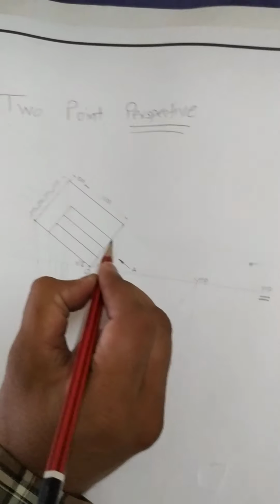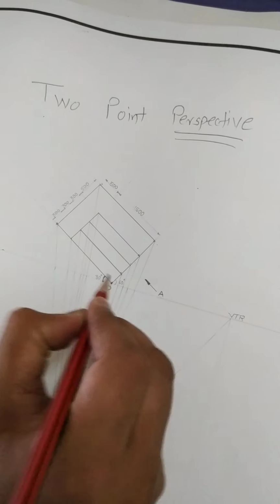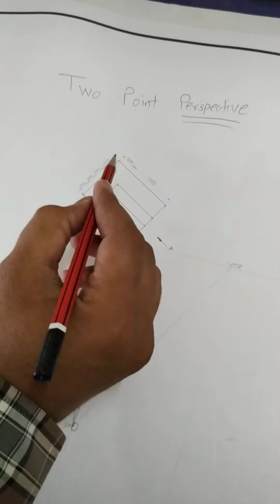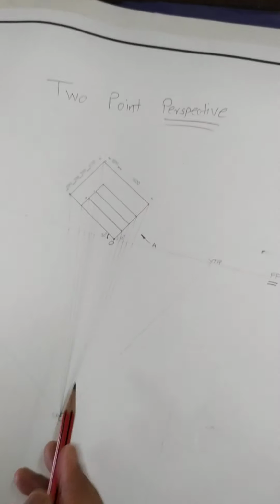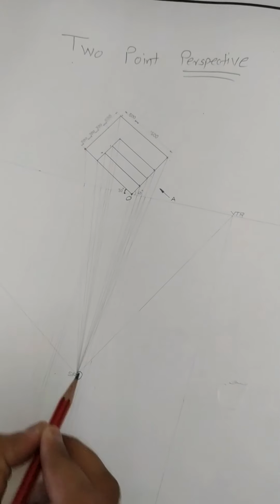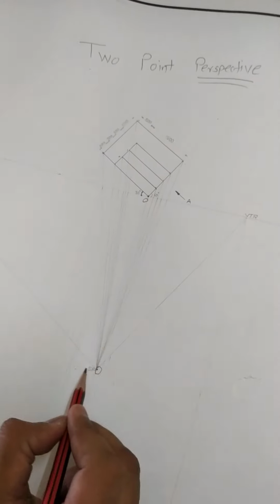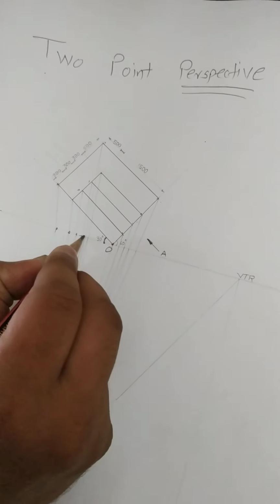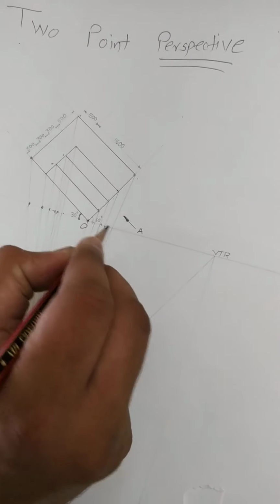The next step is to draw all the angular points. These are the angular points of your object. So you can simply see that these are the angular points. Draw the angular points of the object and trace them towards the station point. And after tracing them, you have to mark the position on the picture plane. So you have marked the position on the picture plane.